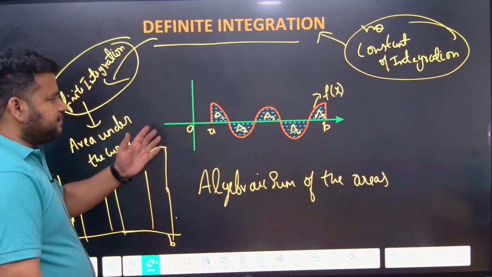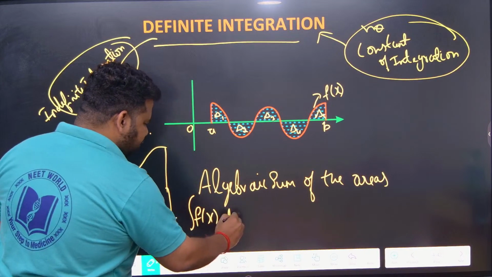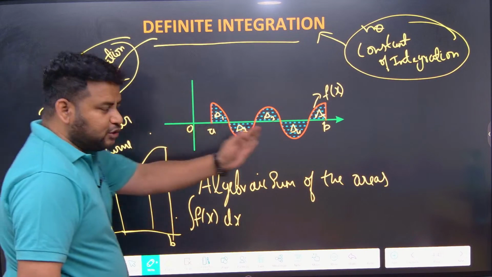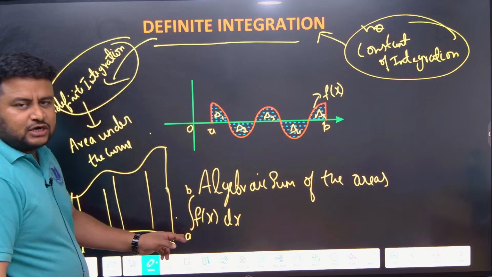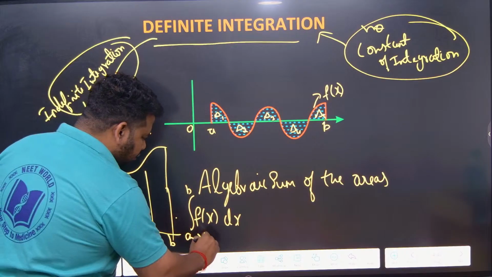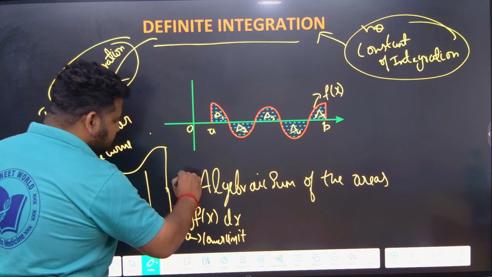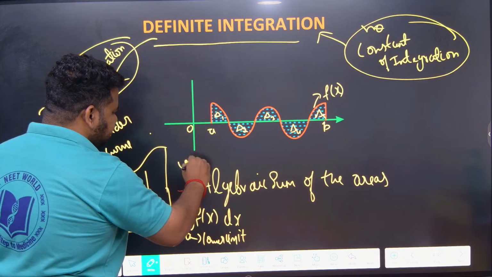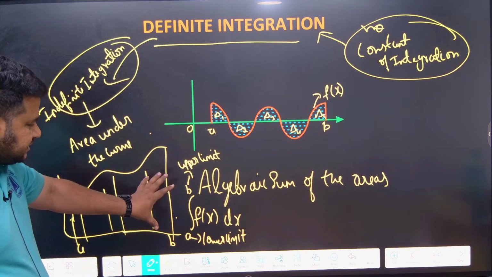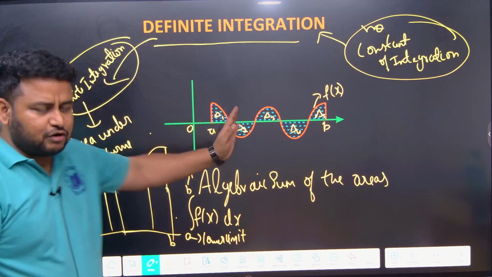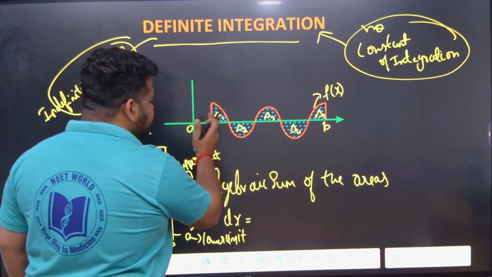So what do you mean by this? Here if I write the integral of f of x dx, I told you we have to find the area from A to B. That means A I should write at the bottom and B at the top. This A is called the lower limit. This B is called the upper limit. Within this bound only, or this range only, you have to find the area. We have to find the area from A to B.